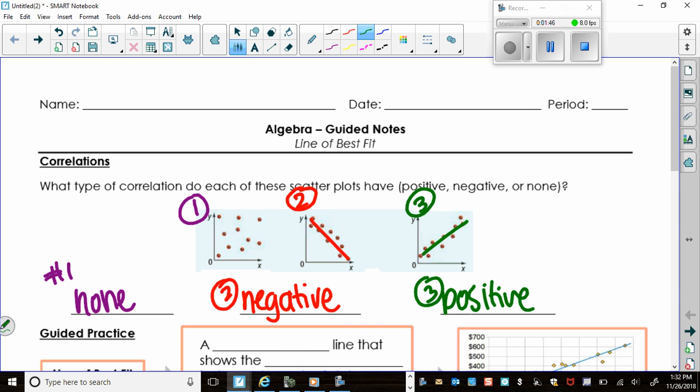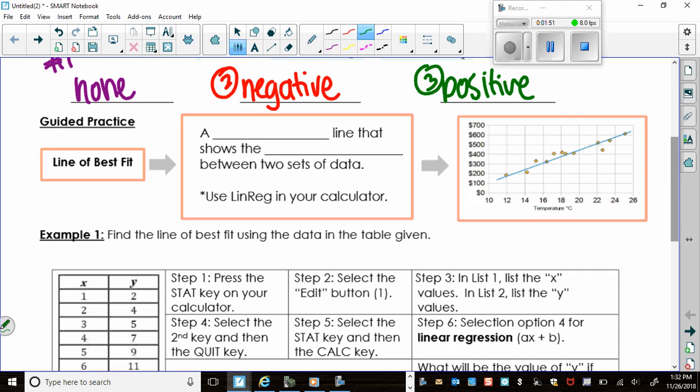Okay. So let's look at some of the problems we're going to be expected to look at. A line of best fit is a straight line that shows the correlation between the two sets of data. You're going to use LinReg in your calculator, and I'll explain what that is in a second. Alright, so that's the graph. Notice that there's that blue line that is supposed to resemble the best line for the given information.